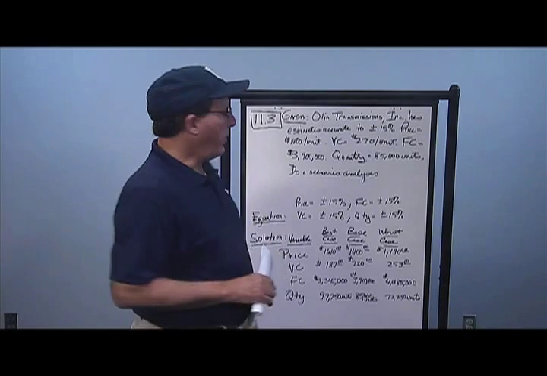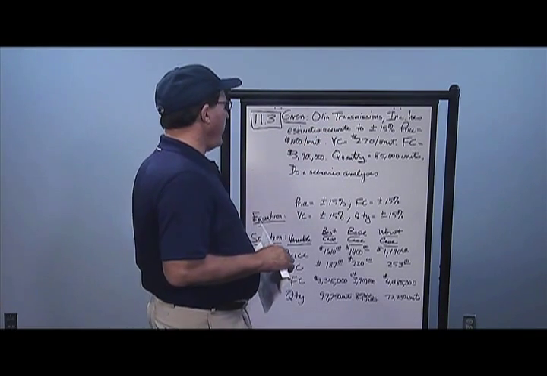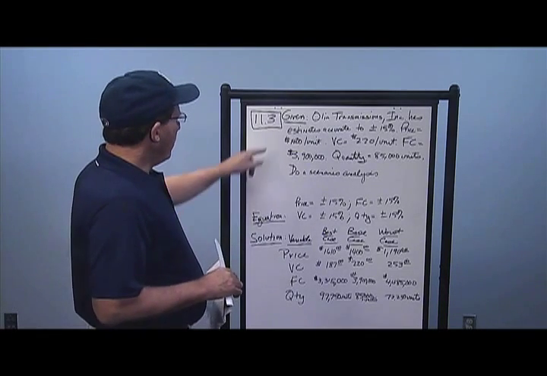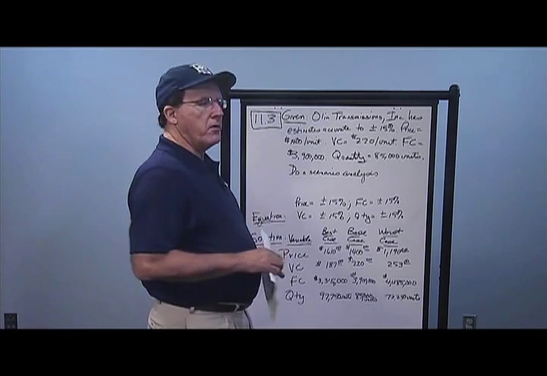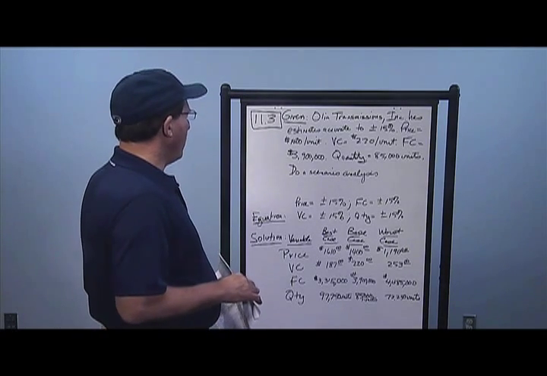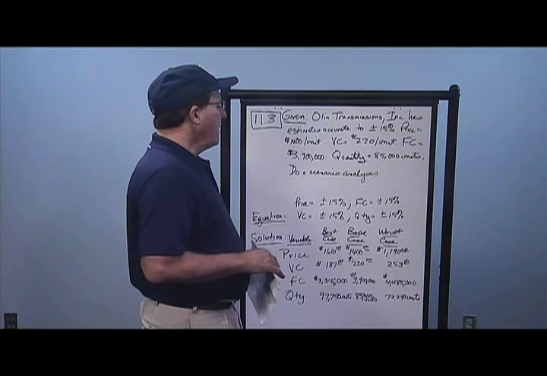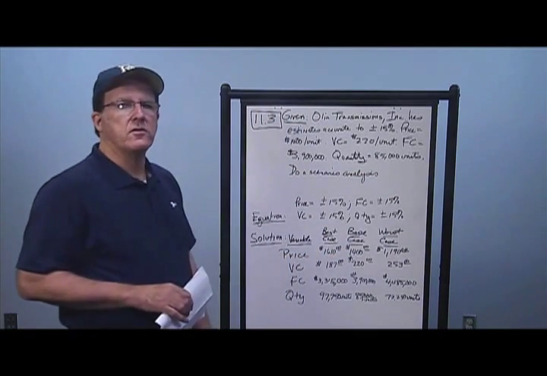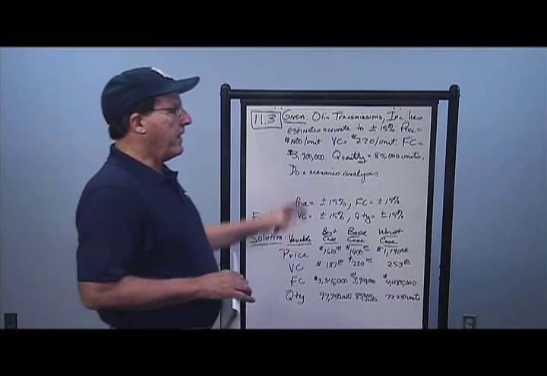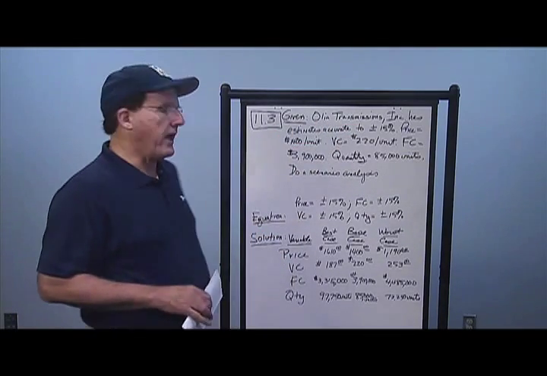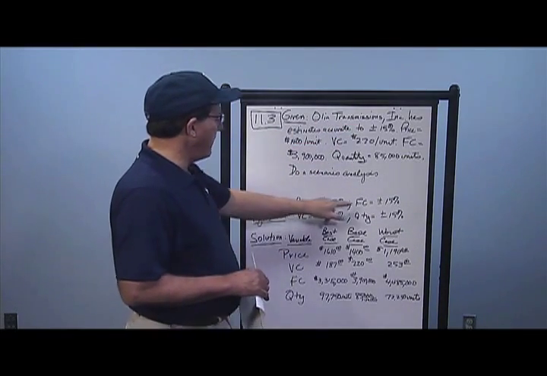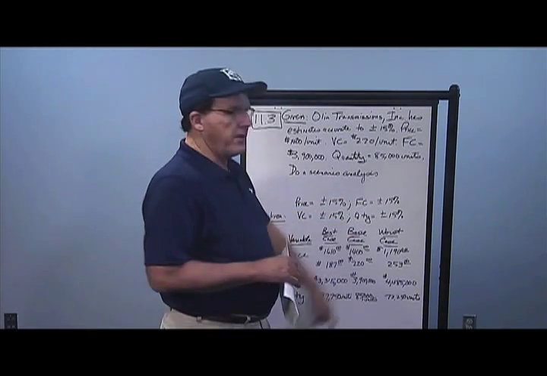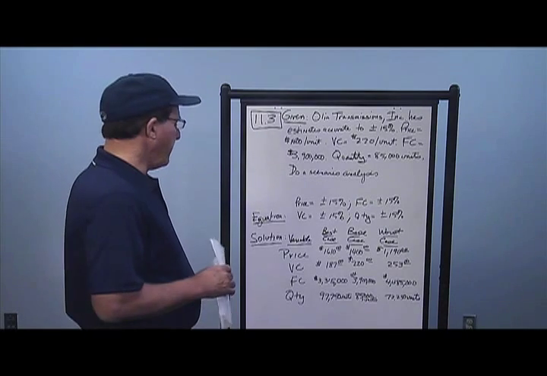In problem 11.3, we have Olin Transmissions with estimates accurate to plus or minus 15%. The price of their product is $1,400 a unit, variable cost $220 a unit, fixed cost total $3.9 million. Quantity in the base case is 85,000 units. Do a scenario analysis. I look for the best case, the base case, and the worst case. So my price is plus or minus 15%, fixed cost plus or minus 15%, variable cost plus or minus 15%, and quantity plus or minus 15%.